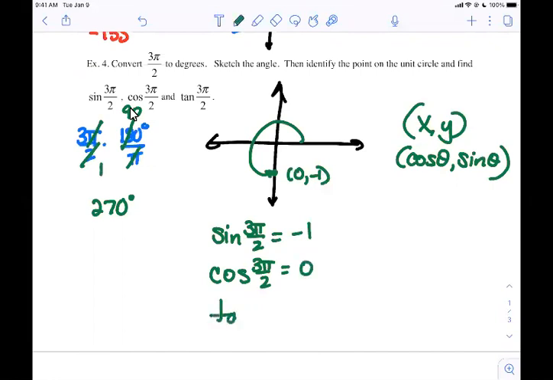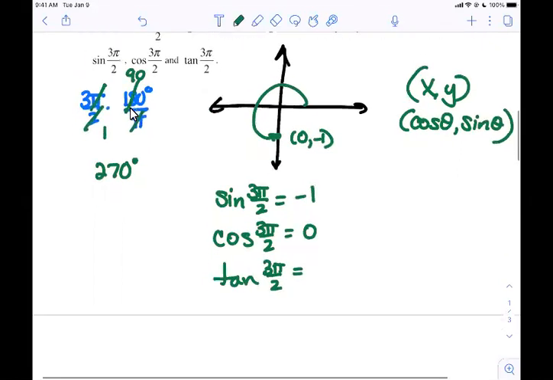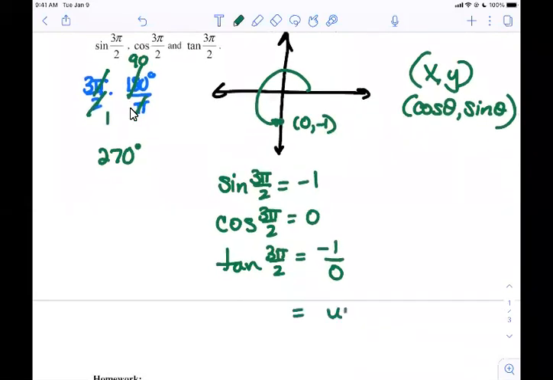So then for tangent 3 pi over 2, Parker, what would I write down for tangent 3 pi over 2? It's undefined, but can you tell me how you got there? Oh, sorry. I did -1 over 0. Yes, because you take your y over your x, or the sine 3 pi over 2 over cosine, and then you're absolutely right, that is undefined.